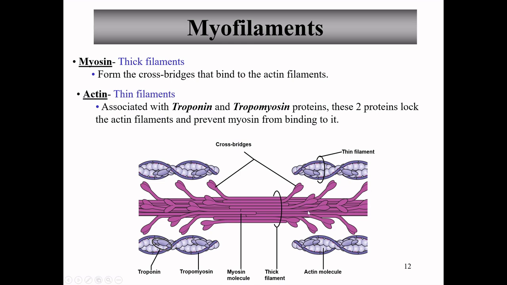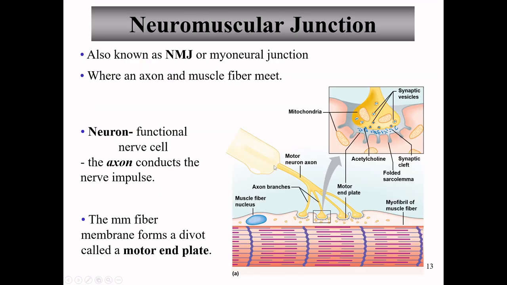That way we're not actively or accidentally activating our muscles and contracting our muscles all of the time, because we have these two proteins guarding the binding sites on actin, so myosin cannot form its cross bridges until we want it to.